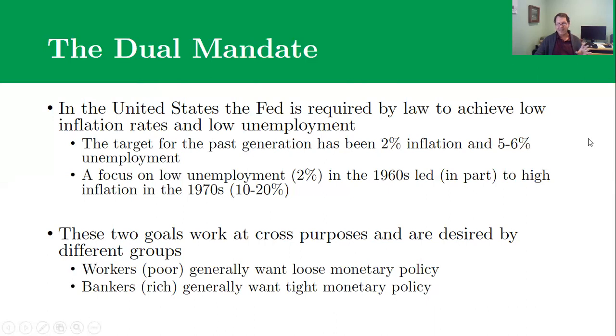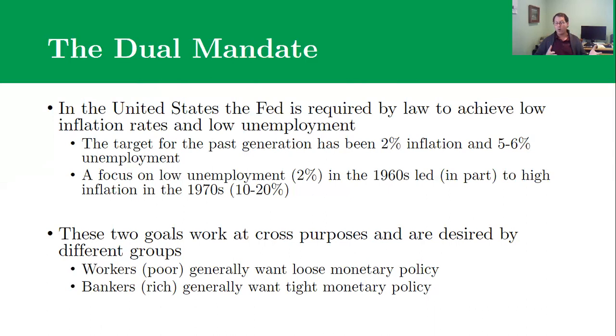And to sort of thread that needle, when Congress created the Federal Reserve, they gave it a dual mandate. Now, not every central bank has a dual mandate. The European Central Bank, which manages the euro, does not have a dual mandate. It's only targeted at keeping inflation low. But in the United States, the Federal Reserve has to keep its eye on two goals. It has to keep its eye on keeping inflation low, and has to keep its eye on keeping unemployment low.